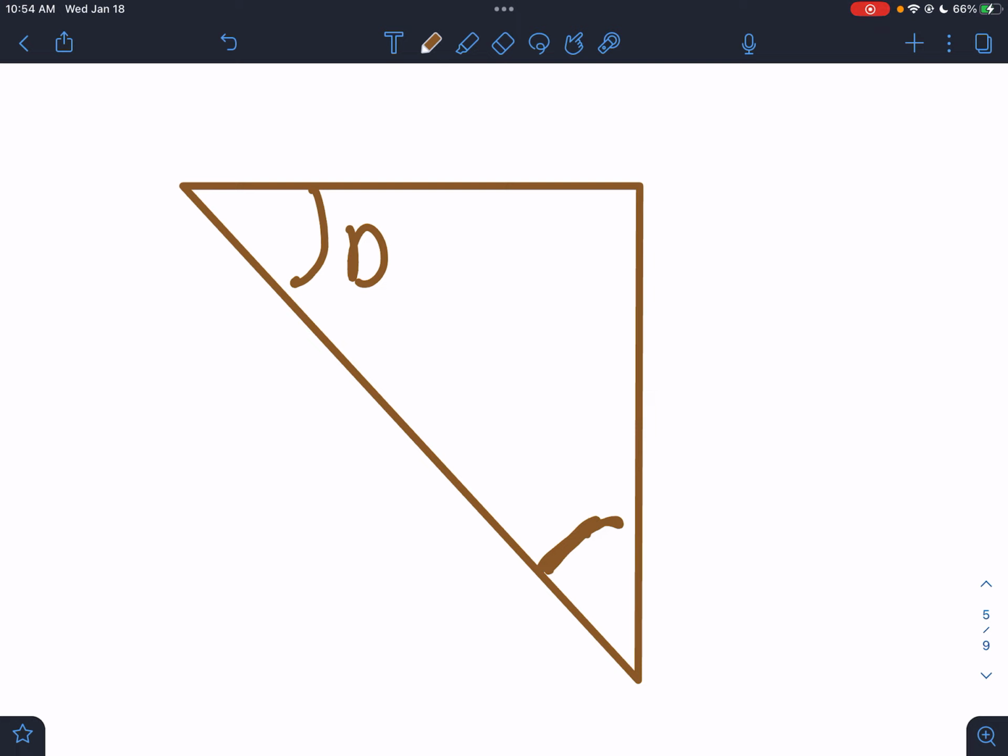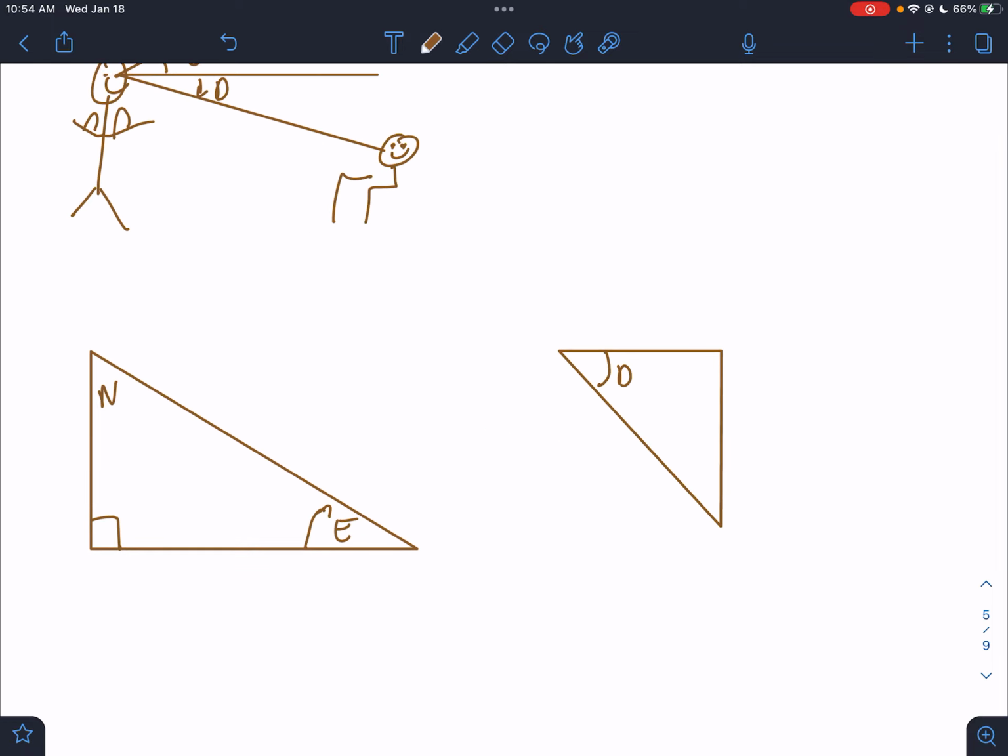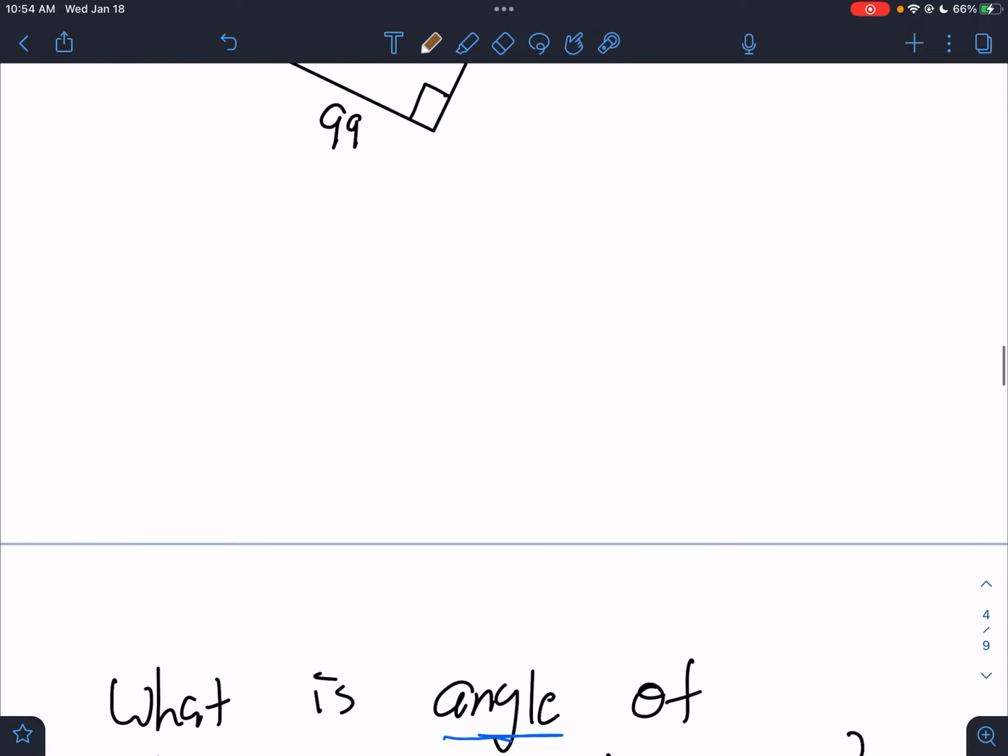How about this one? Is this one elevation? It's facing up. I know it's facing up, but up is not elevation. You've got to have a horizontal line. So this one has elevation. This one has depression. Let's go look at some of the triangles we had before.